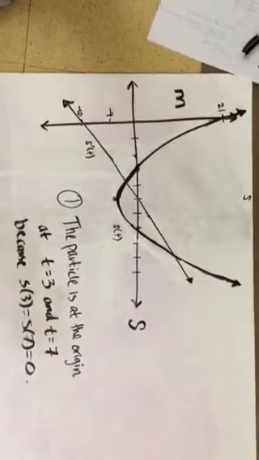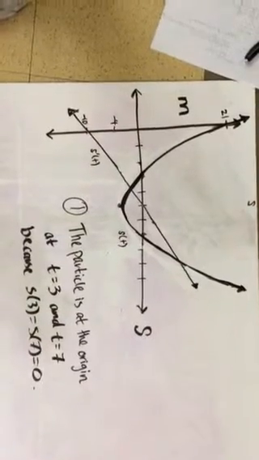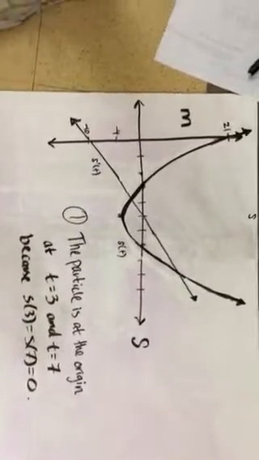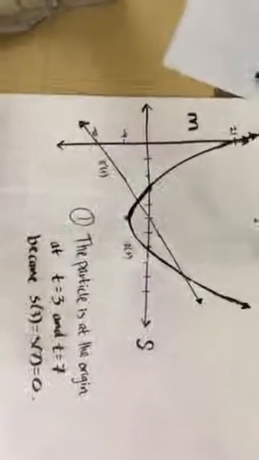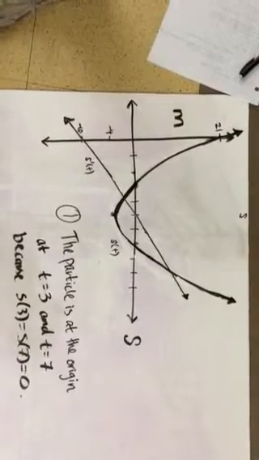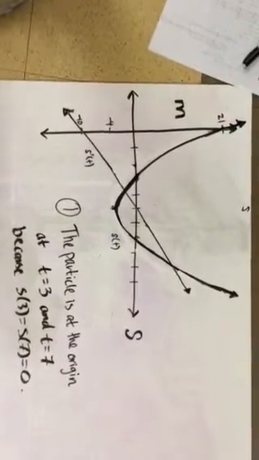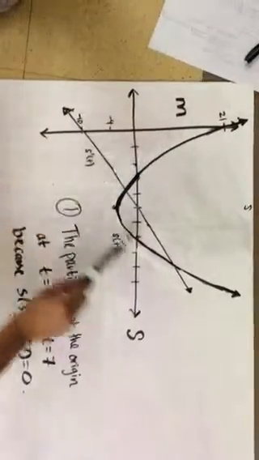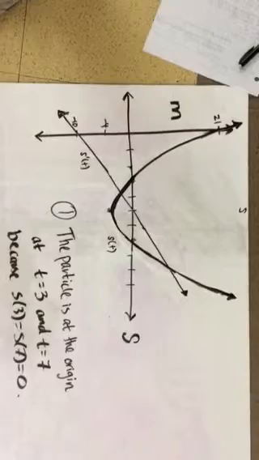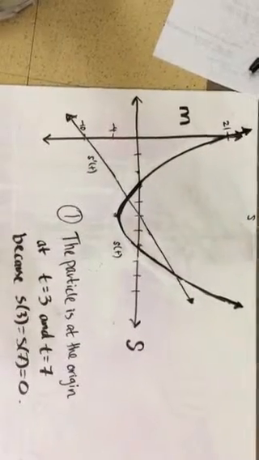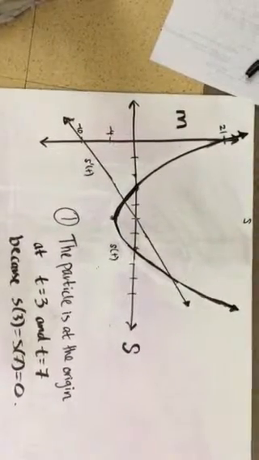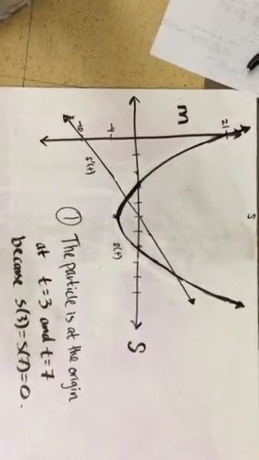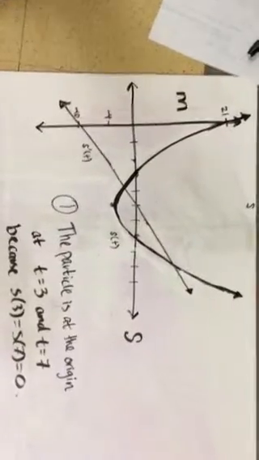If the position of a particle on a number line is defined by s equals (t minus 5) squared minus 4, at what points in time is the particle at the origin? To figure this out, we can first graph the equation (t minus 5) squared minus 4, which is this line over here. The origin can be defined by when the particle is at position 0, and that occurs at times 3 and 7 seconds.